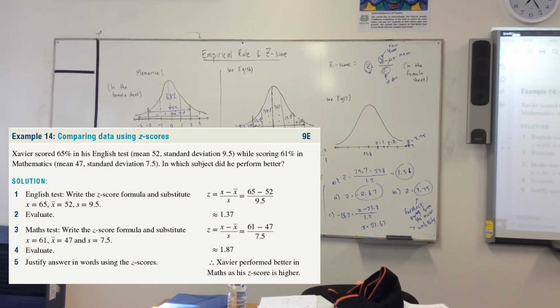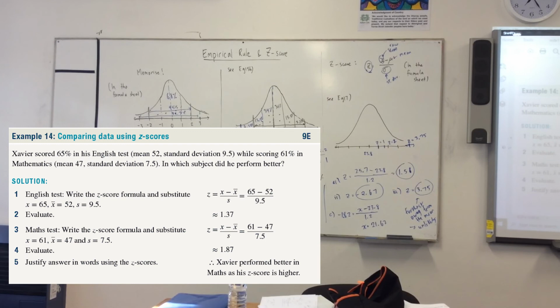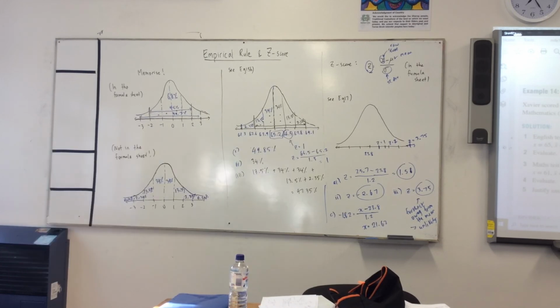If that was negative, that means he did below the mean. So the higher the z-score, the better you did within that subject. It's not necessarily just based on the raw score, it's on the mean and the standard deviation. Does that make sense? Just wanted to show you how it's related.